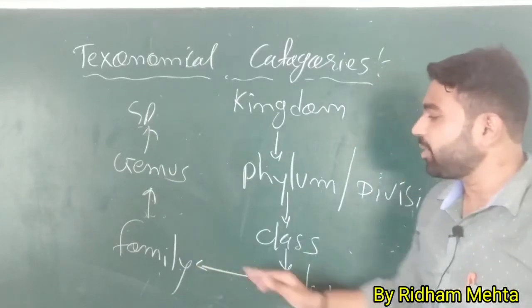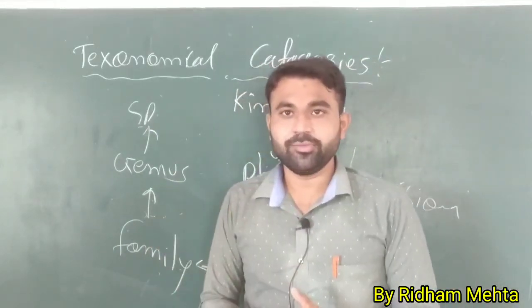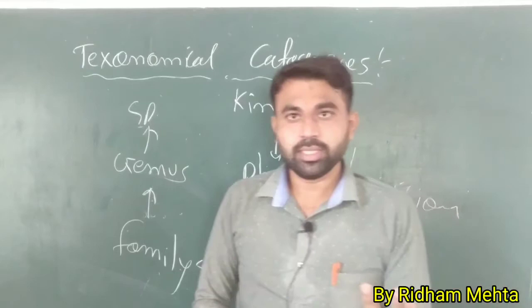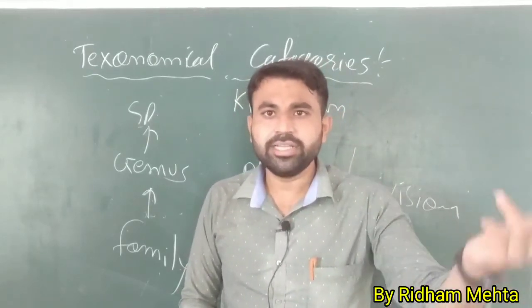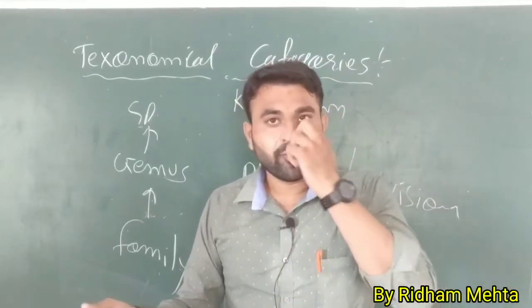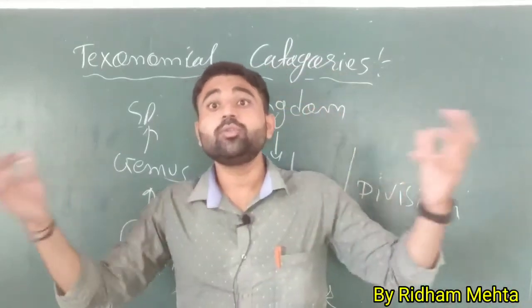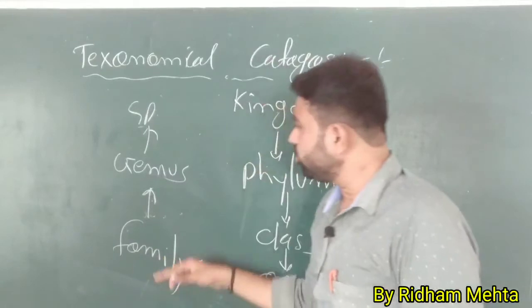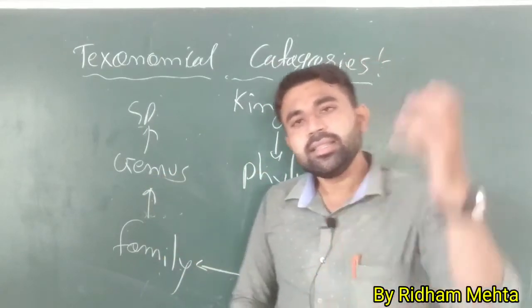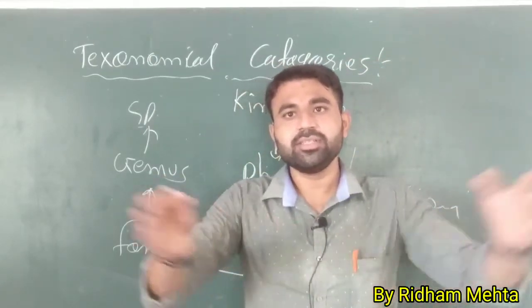Okay, then family. Within carnivora there are two families, for an example, Felidae and Canidae. Felidae are the cat family and Canidae are the dog family. So there are two different families. Then you go further to genus. In a single family, there are different genera.